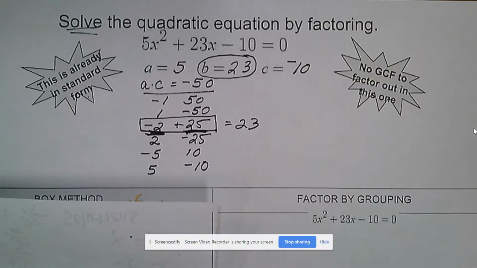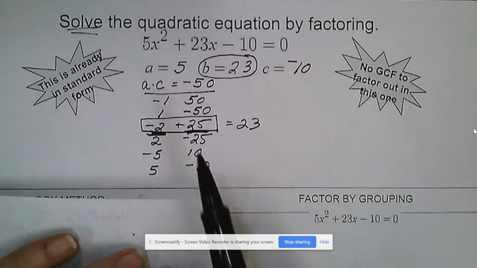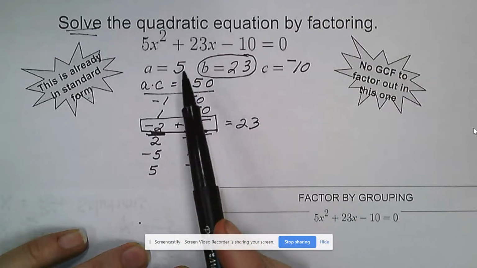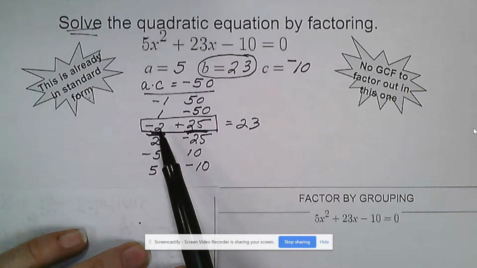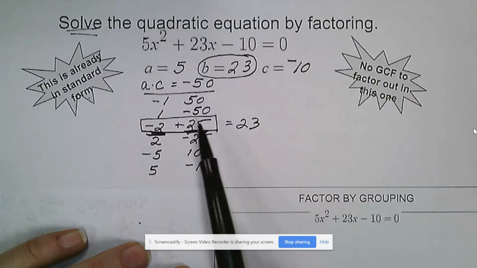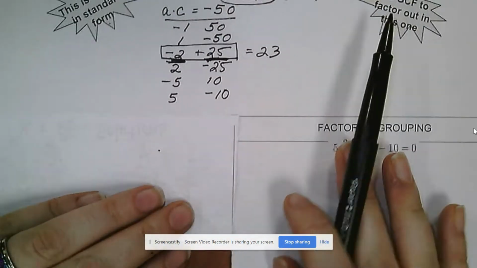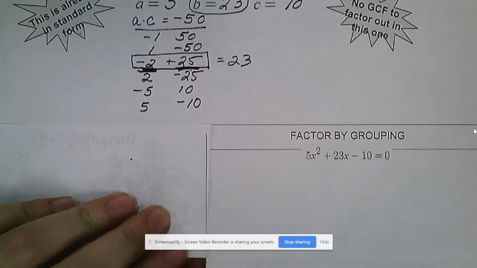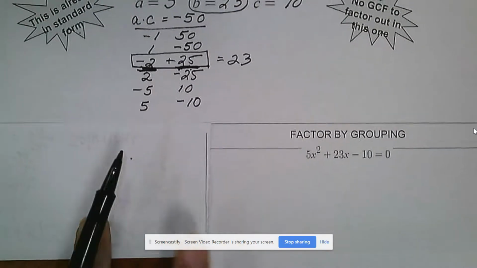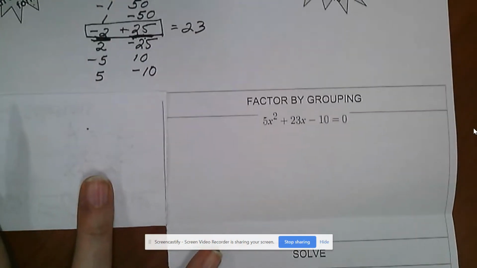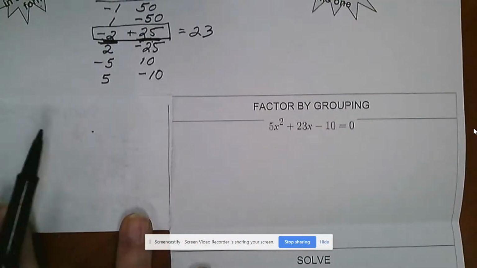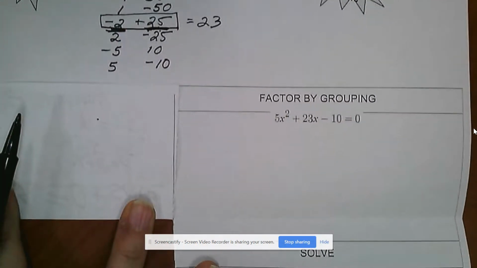All right, so this is the last video, and we're going to continue from what we already did, where we already found the two factors that we wanted, -2 and 25. Instead of doing the box method, we are going to do factor by grouping. And you're going to notice that these are incredibly similar. They're just physically set up differently. But we're going to use all the same numbers. We're going to get all the same answers at the end.